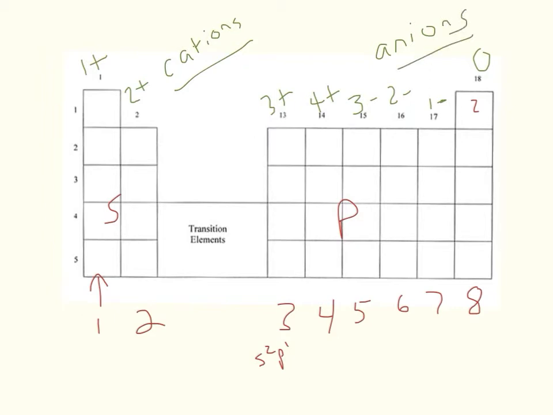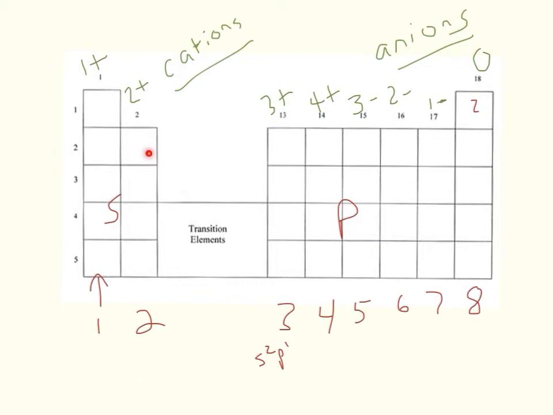Cations will always bond with anions. You will not have sodium and magnesium. Sodium and magnesium are here. Sodium, magnesium. Those will not form an ionic bond because they're both positive. They're going to repel. They've got to match up with an anion.